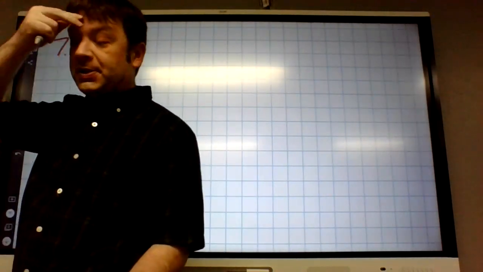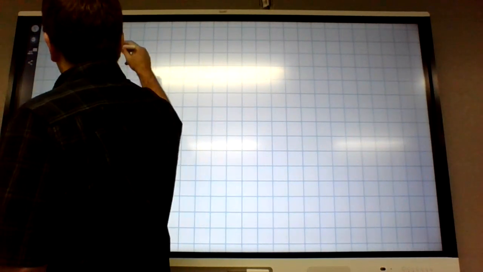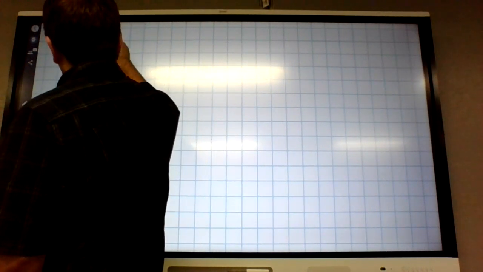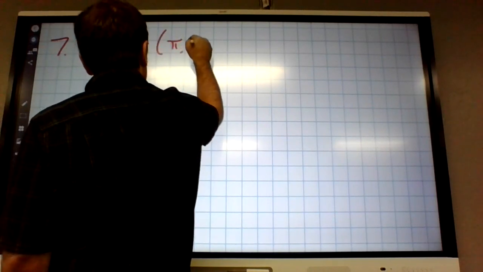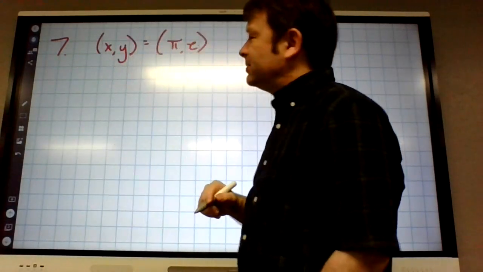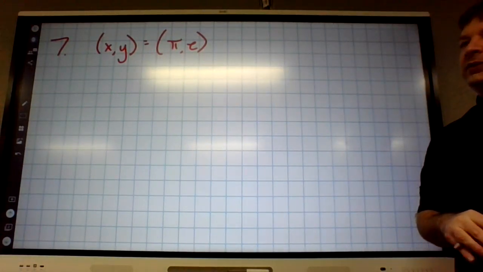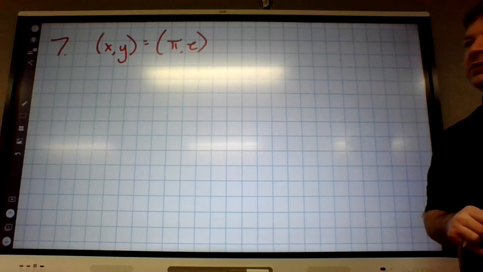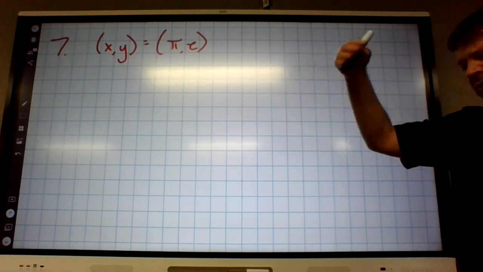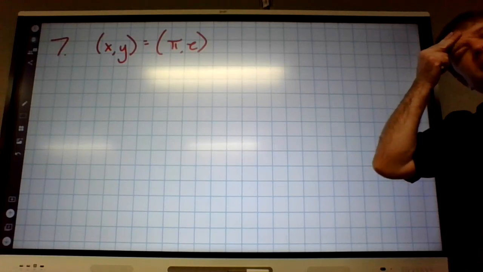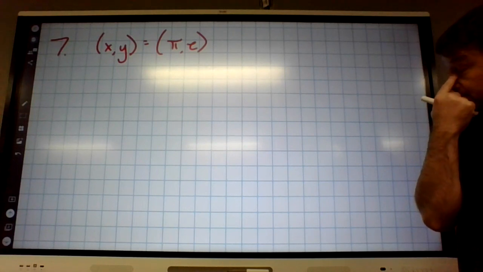Okay, on number 7 it just says a horizontal line through pi, e. So pi, e we can use as our starting point. But if we want to move horizontally, what vector could we use? That's vertically. Horizontally looks like the horizon. If we want to move horizontally, what vector could we use to move that way?